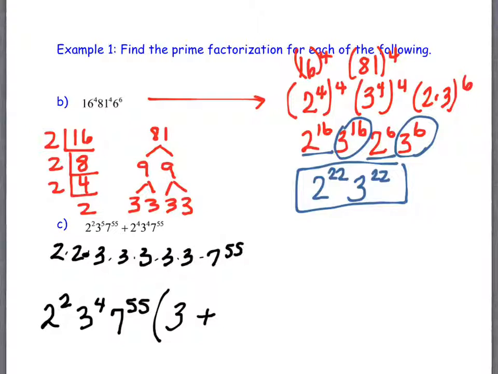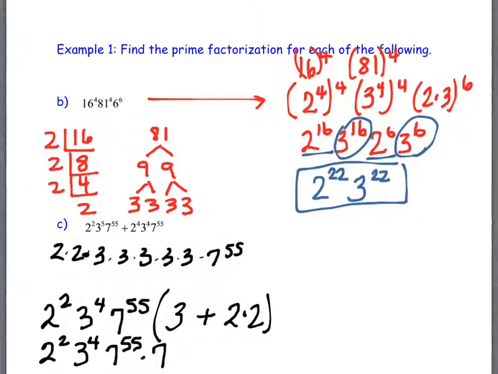How about the second piece? Do I have any 2's left over? 2 2's. So either write that out as 2 times 2, or if you want it as 2 squared, that's fine. Do I have any 3's left over? No. How about the 7's? No, they're all taken care of. So what I have left then is to take what's in the parentheses and simplify it. What is 3 plus 2 times 2? It's a 7, isn't it? So right now this is 2 squared times 3 to the 4th times 7 to the 55 times another 7.